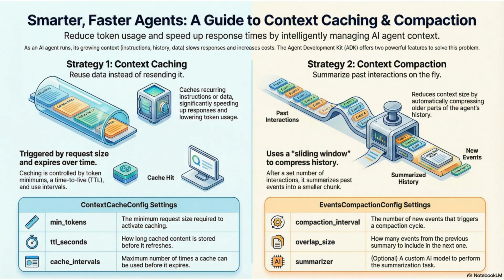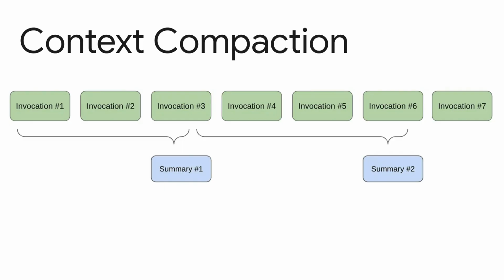Context caching, which allows you to reuse static data instead of resending it every time. Context compaction, which automatically summarizes past interactions on the fly to keep your context window lean. Let's dive into the first strategy, managing that growing history with compaction. Let's look at context compaction.